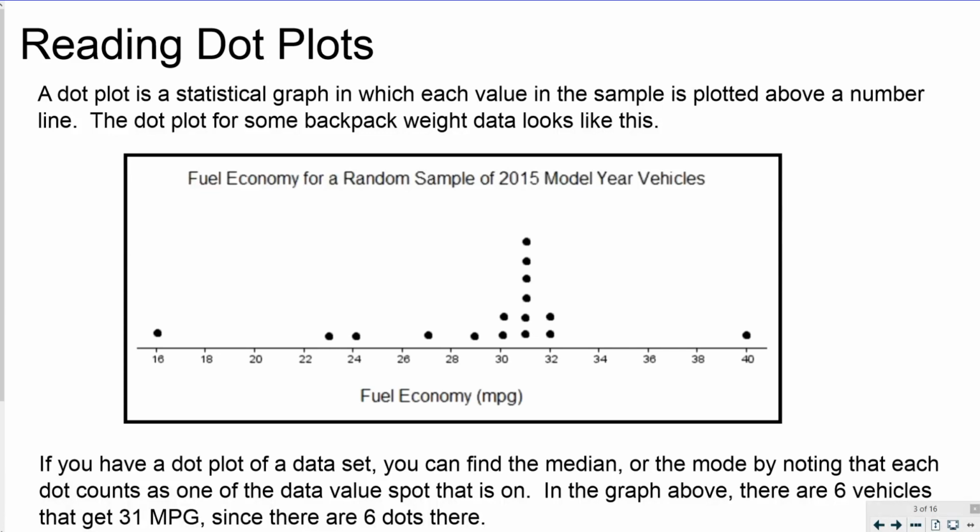If I have the dot plot of a data set, I can find the median or the mode by noting that each dot counts as one of the data values at the spot that it is on. In the graph above, there are 6 vehicles that get 31 miles to the gallon, and there are 6 dots there. This would mean that 31 miles per gallon is the mode. I could then enter all this data into the list on my graphing calculator and have the calculator calculate the rest of the stats for me, the median and the mean here.